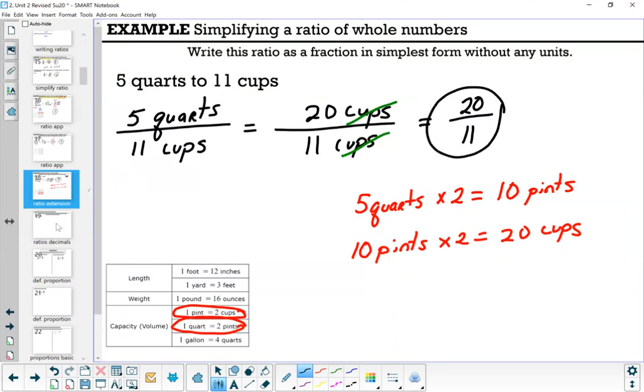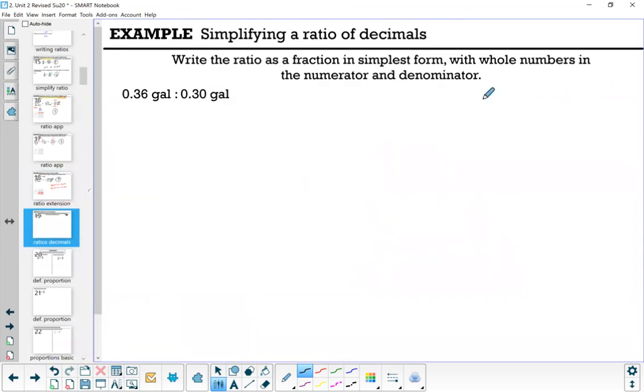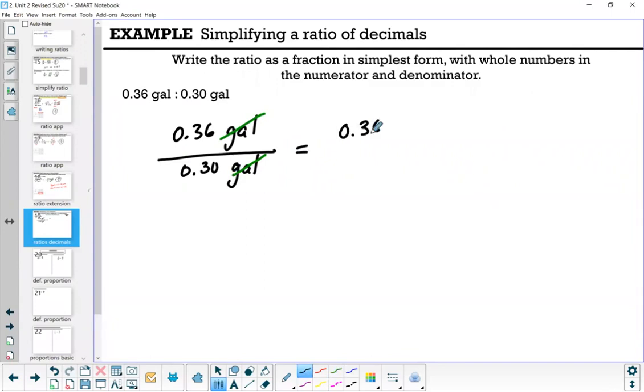All right. Now, sometimes you might have a ratio and it's not whole numbers, but you want it to be whole numbers. So here we have 0.36 gallons to 0.30 gallons. I'm going to write that as a fraction, 0.36 gallons divided by 0.30 gallons. Since they are the same units, they can cancel, which leaves me with 0.36 over 0.30.